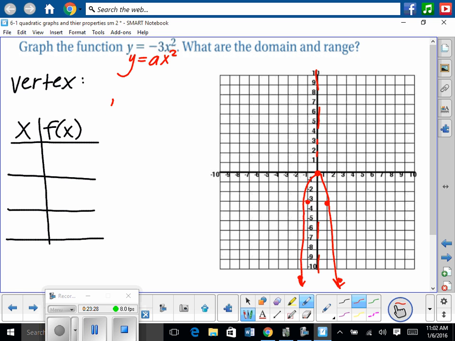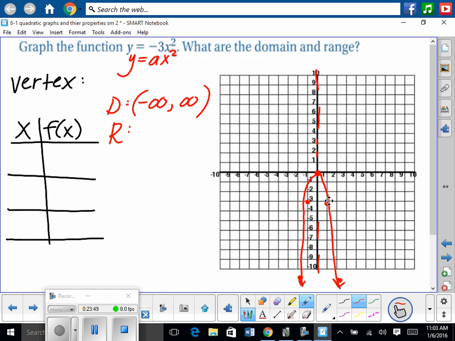Okay, so then domain, once again, domain is left and right. It does not matter that my function's growing down. Nothing to do with domain. Left to right, x values. Where's my function growing to the left? Negative infinity. Where's it growing to the right? Positive infinity, very good.